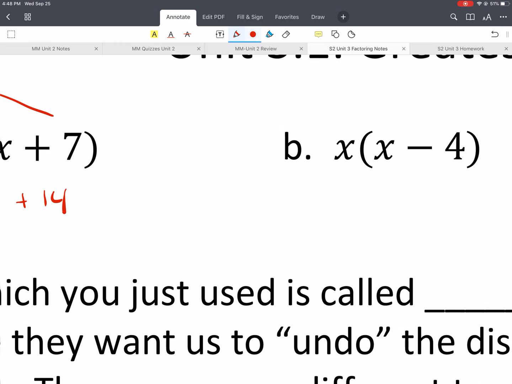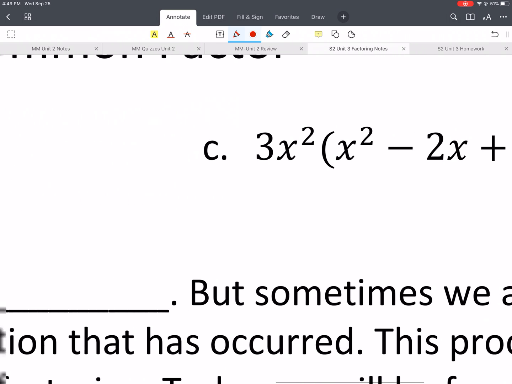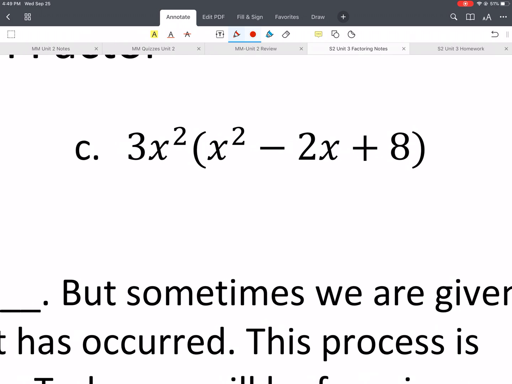Okay, so let's do another example. Here we're going to distribute a variable. Okay, here we would get an x squared minus 4x. All right, and then we could do a combination of coefficients and variables. Okay, so we're going to multiply each of these terms by 3x squared.